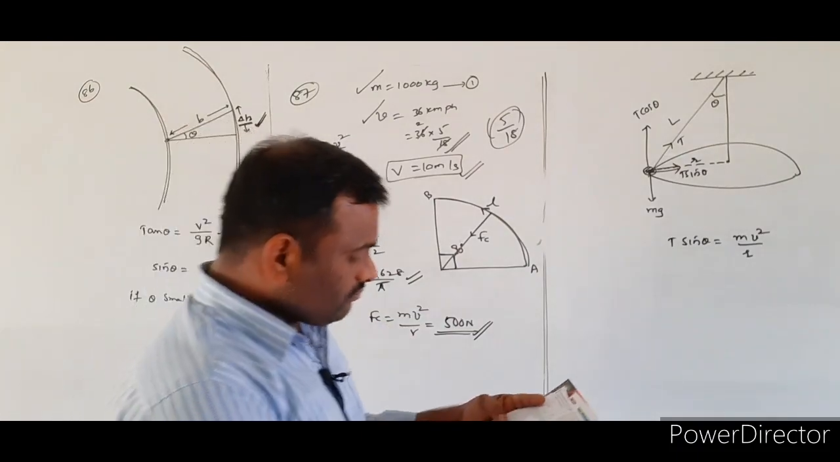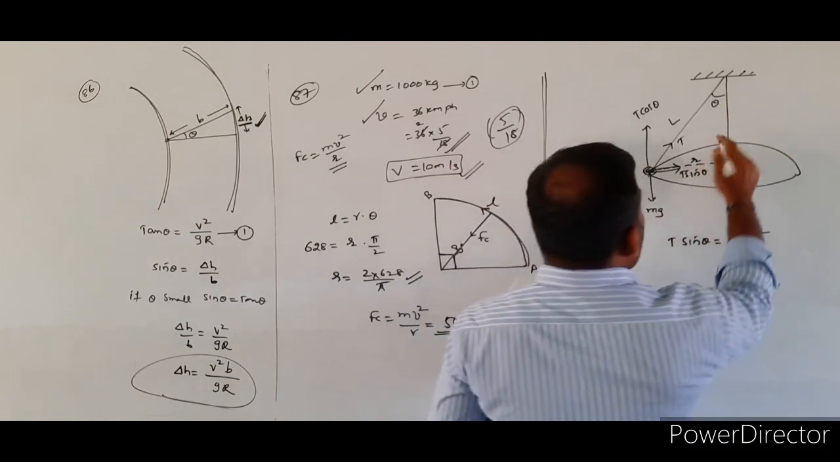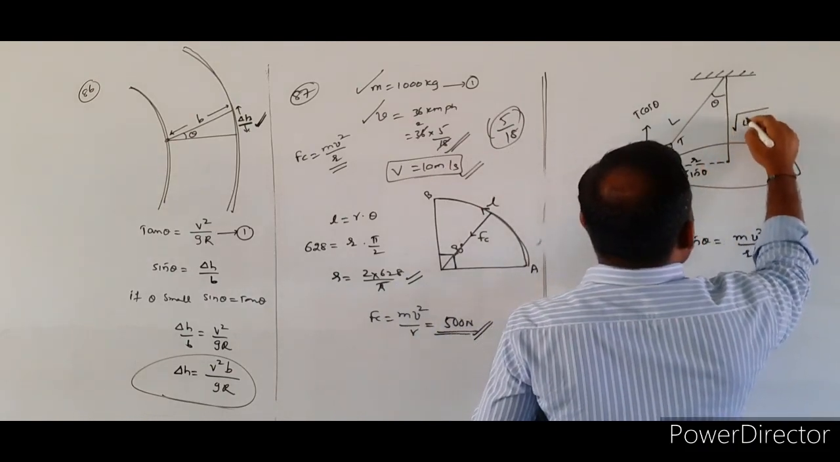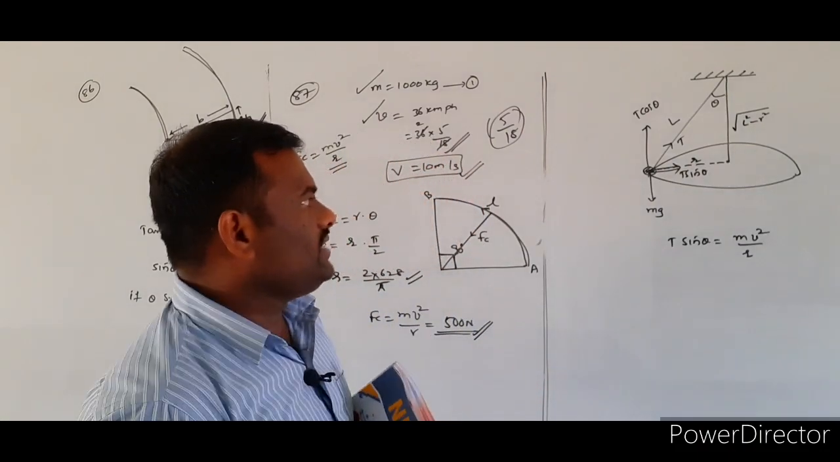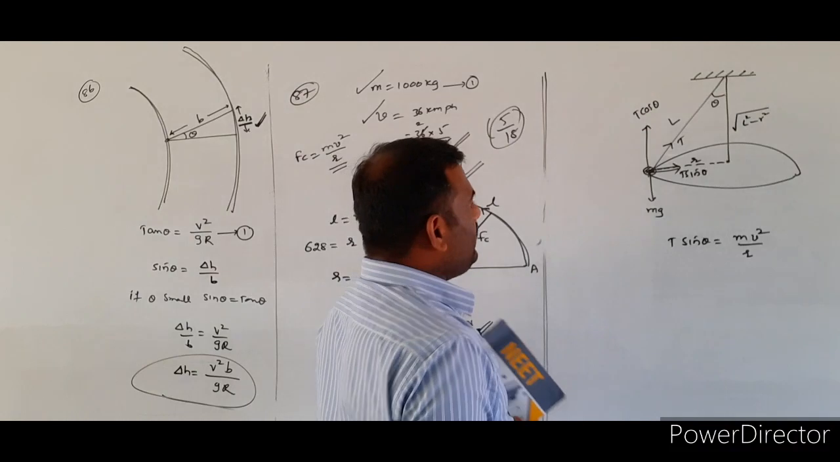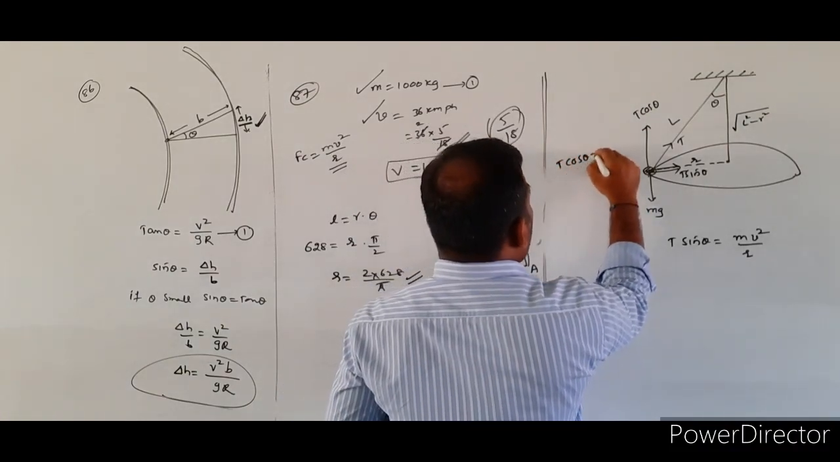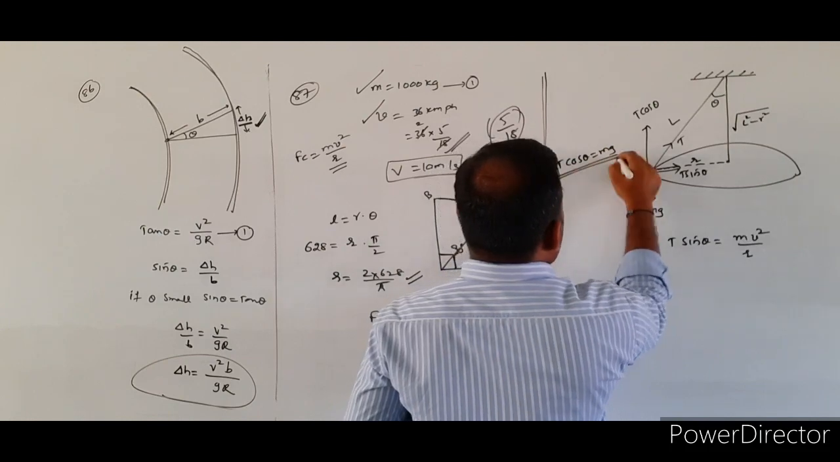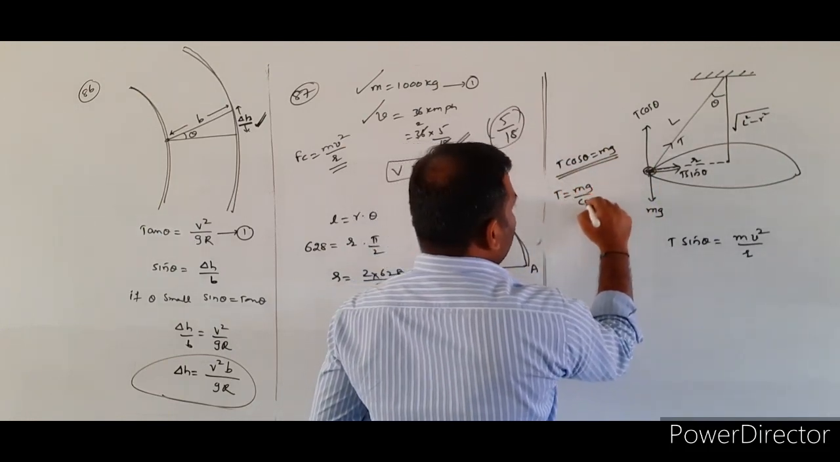So here, what is the sin theta value? The opposite side is r and the adjacent side is under root of L square minus R square. Substitute all the values. So see here, T cos theta is equal to mg. From this, T is equal to mg by cos theta.